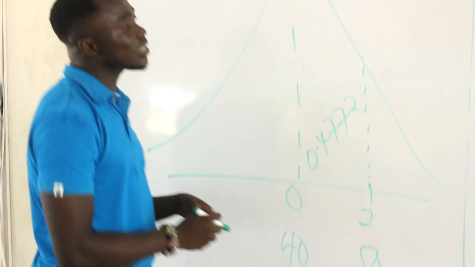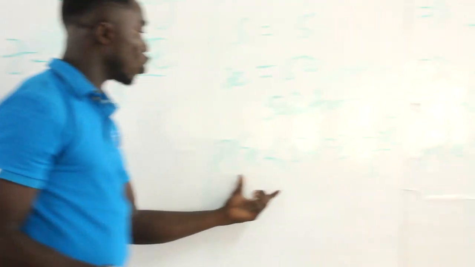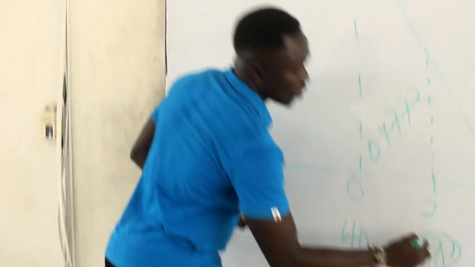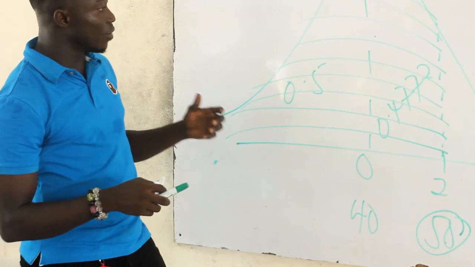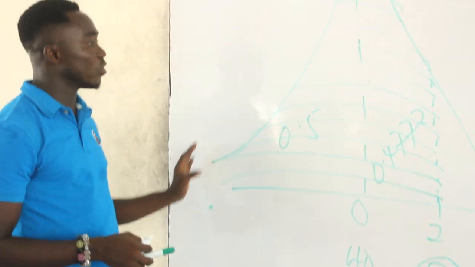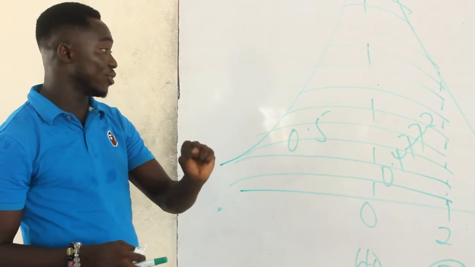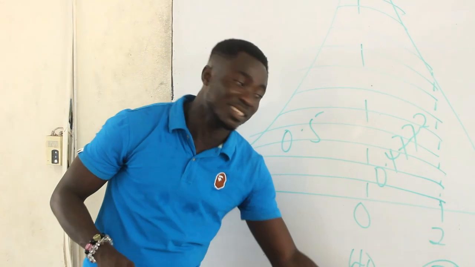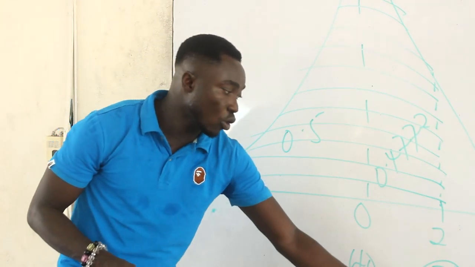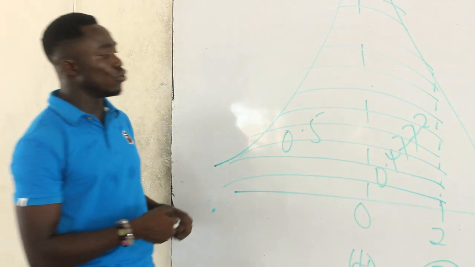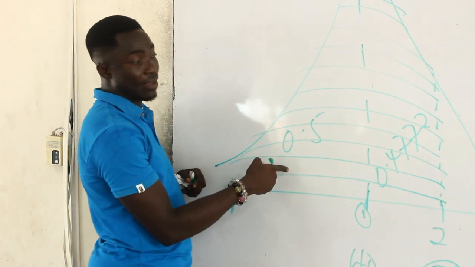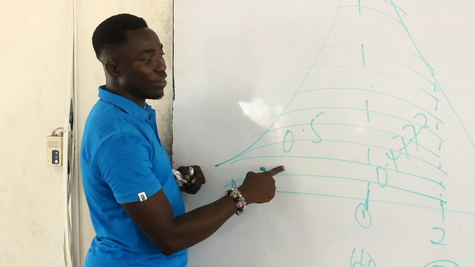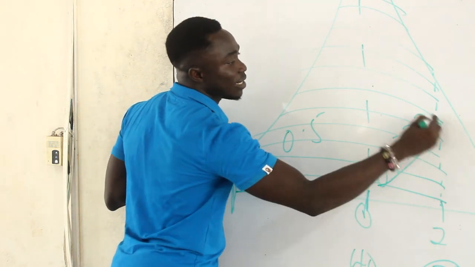Now we are interested in the probability of scoring below 50. Now you see, this is our 50. So our below will be this section, the whole of this. So this time around, the whole of this shaded portion is the region in which we are interested because we are looking at the probability of obtaining a score below 50. Now you know that from here to here is 0.5, okay? From here to here is 0.5.